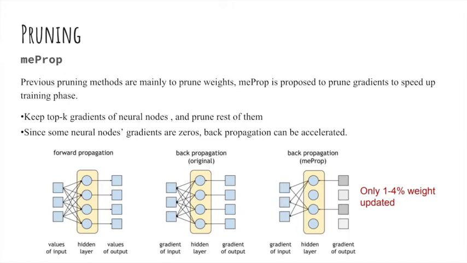There are other methods which are hard to classify as one of the three. This method is prune based on gradient, as the gradients are also varied, could be big, could be small. If the gradient is almost 0, then I won't update the node, and it is concluded that only 1 to 4% of the weights need to be updated. So more than 90% of the nodes don't need to be updated. So the training time will be much faster. And it's proven that the accuracy is almost the same.